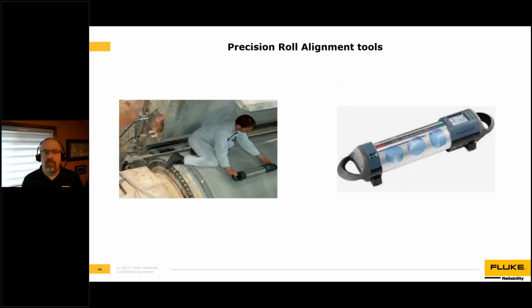Roll alignment tools can measure roll parallelism as the work is completed, allowing for real-time verification and adjustments. Utilizing proven technologies and experienced teams of personnel, these tools can measure a large number, if not all, of the rolls in a plant during a maintenance outage, and they provide very fast results.